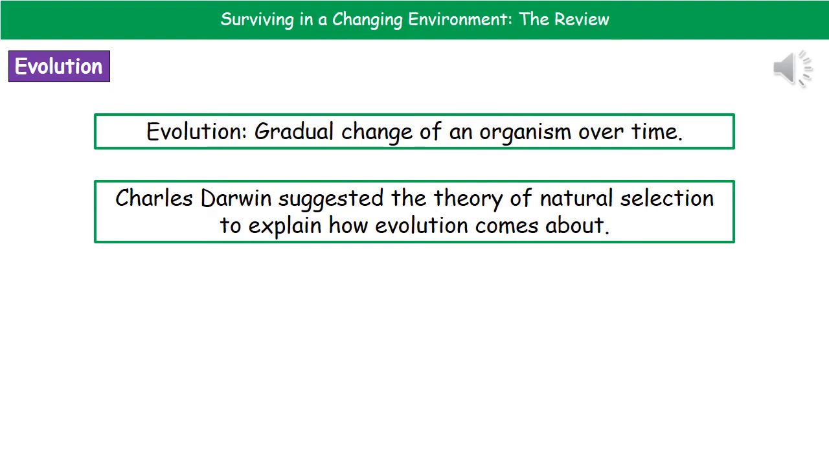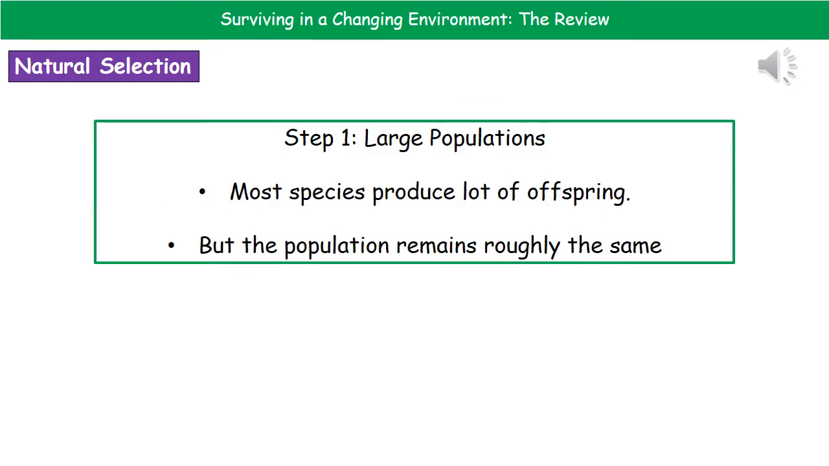Now, we've got one famous scientist that hopefully we've all heard about before, Charles Darwin. Now, Charles Darwin suggested the theory of natural selection to explain how evolution comes about. So if we think about this process of natural selection, then we can break it down into 4 key steps.